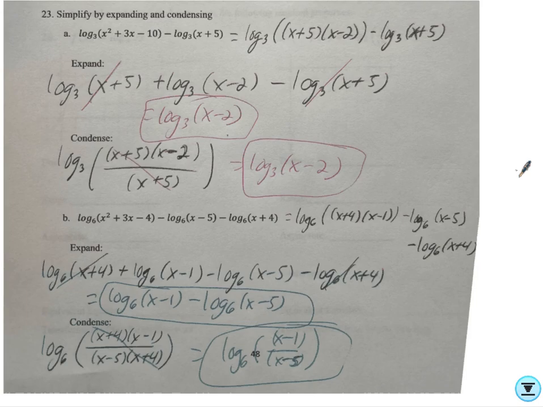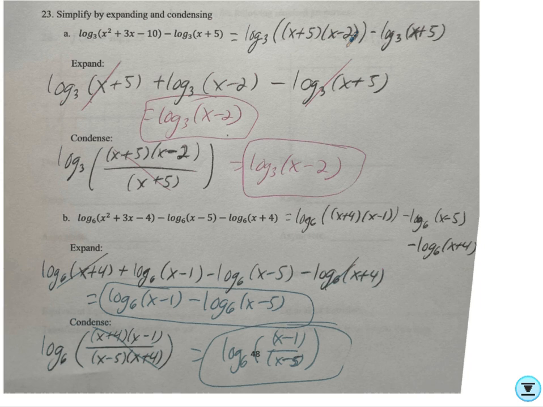All right. Number 23 says to simplify by expanding and condensing. So you won't have to show both on the test. It'll be an either or situation. You can choose whatever you're most comfortable with for pretty much all of them. But this is just to show you multiple ways to do this. So first thing I did, regardless of which method I'm going to use, is I factored. So I got x squared plus 3x minus 10, and that factored into x plus 5 times x minus 2.